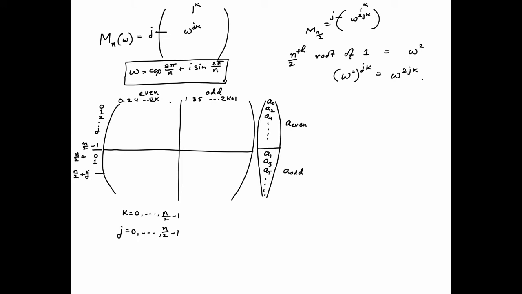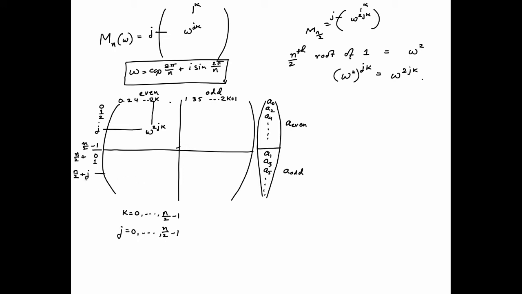Okay, so now let's look at a typical entry here. What's this entry in the jth row and column number 2k? Well, it's going to be exactly omega to the power of 2jk. Does that look familiar? Omega to the power of 2jk. So you have an n over 2 by n over 2 matrix, and I'm claiming that this n over 2 by n over 2 matrix is exactly m sub n over 2.